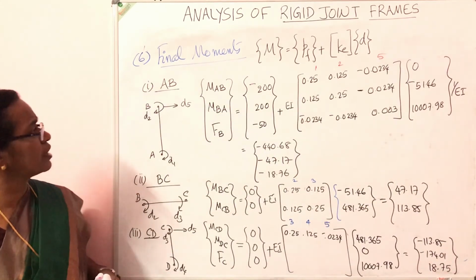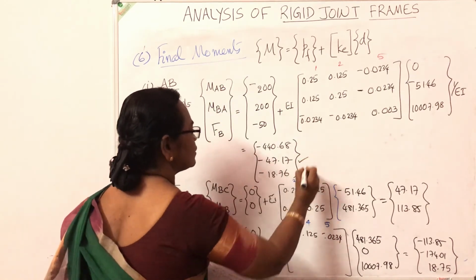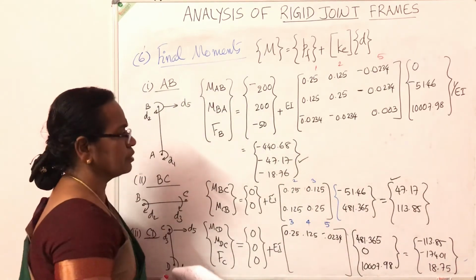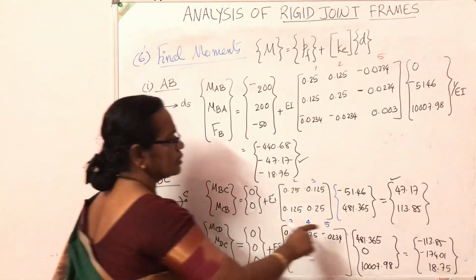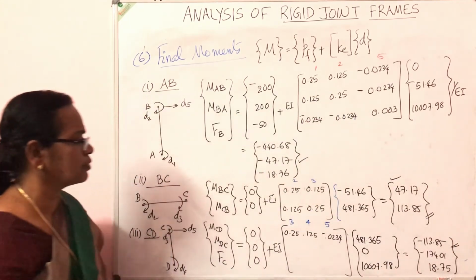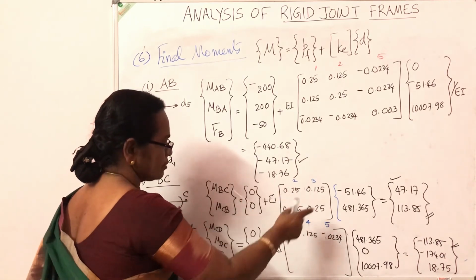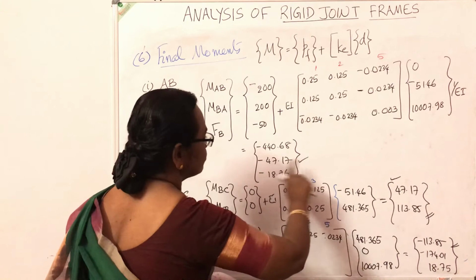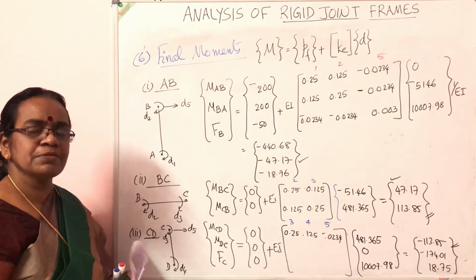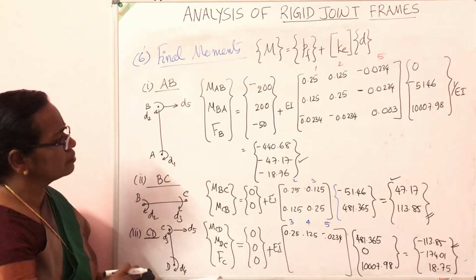We can check whether the answer is correct. MBA is 47.17 and MBC is plus 47, so the sum should be 0. MCB is 113.85 and MCD is minus 113.85. Axial force at B is minus 18. Axial force at C is plus 18. So the total axial force at that joint is 0. Axial force in the beam is 0. Okay, now we have got the bending moment values.